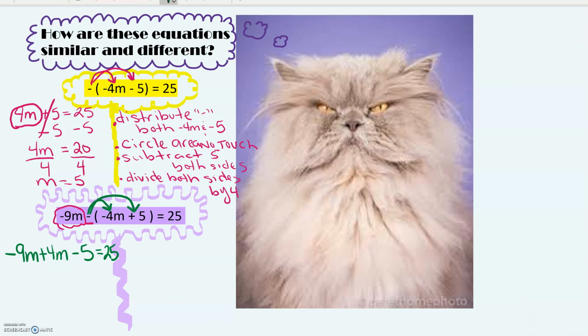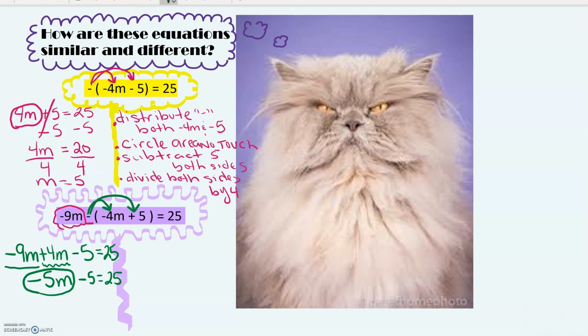You're going to see that now we have a negative 9m and we also have a positive 4m. Those are like terms. Those m's are exactly alike. So because those are like terms, we can actually do that math and combine them. What is negative 9m plus 4m?